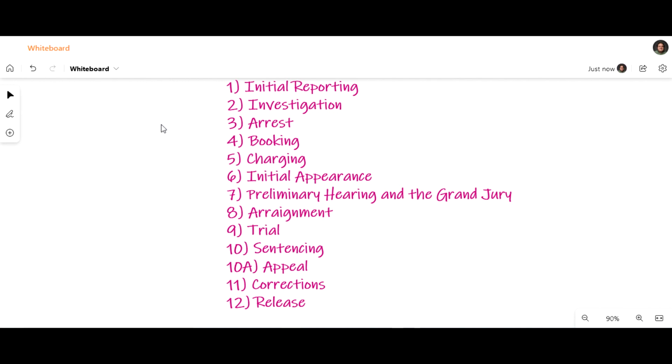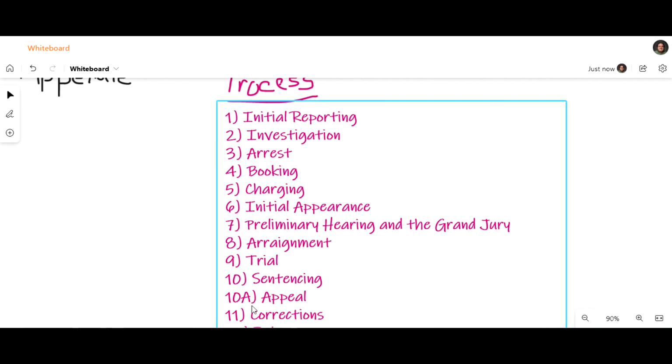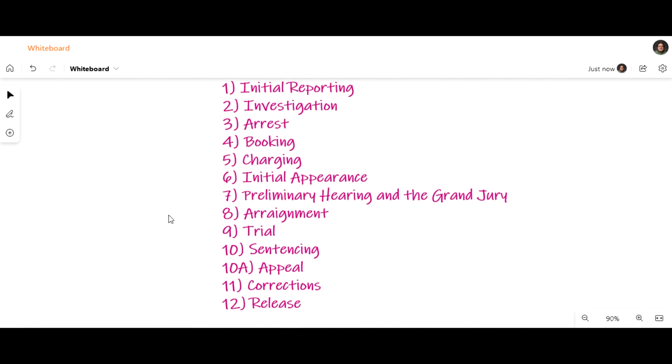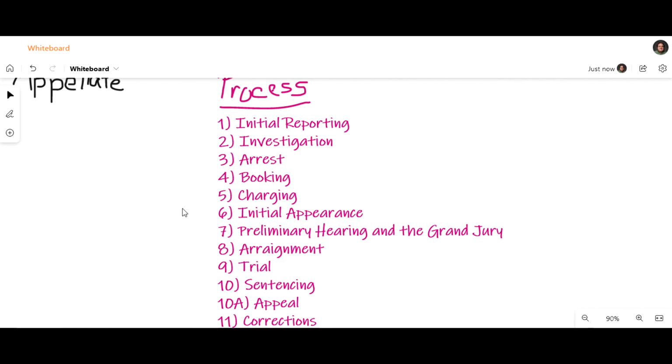When someone is released from the criminal justice system, if they committed a crime and they went through all this and they got to release, are they really able to go back to a time before they were in the criminal justice system?